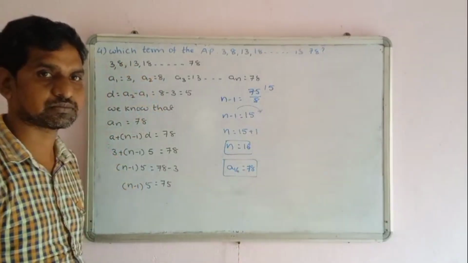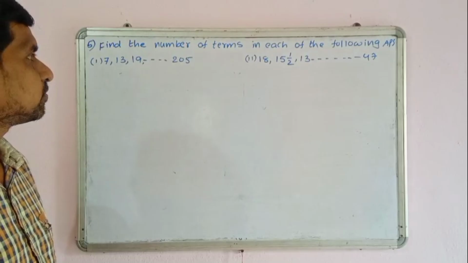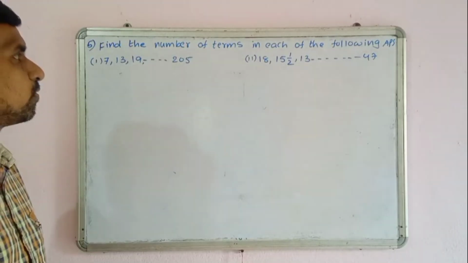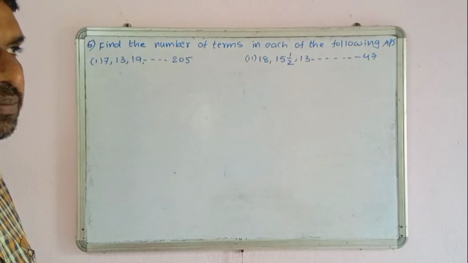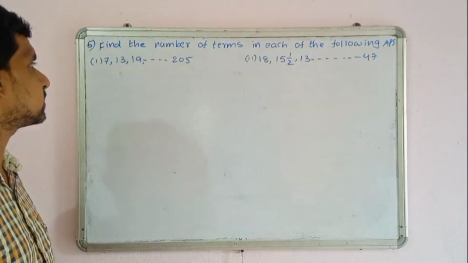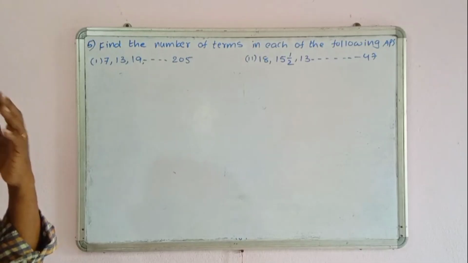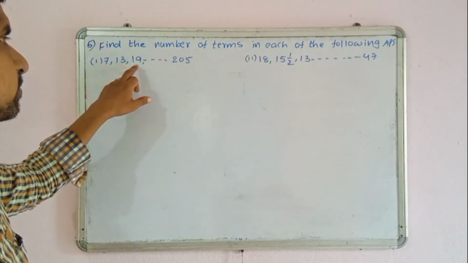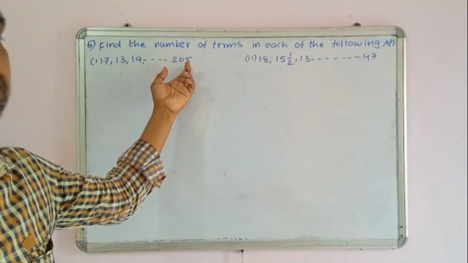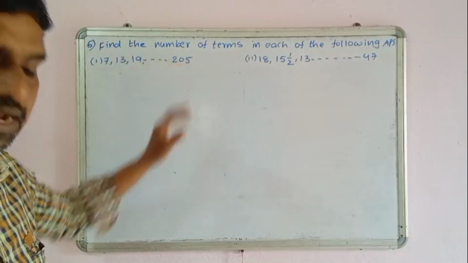Exercise 5.2. Fifth problem. Find the number of terms in each of the following APs. So the first one is 7, 13, 19, and so on up to 205. First term, second term, third term. Which term is it? How many terms? So we will find the value of n.